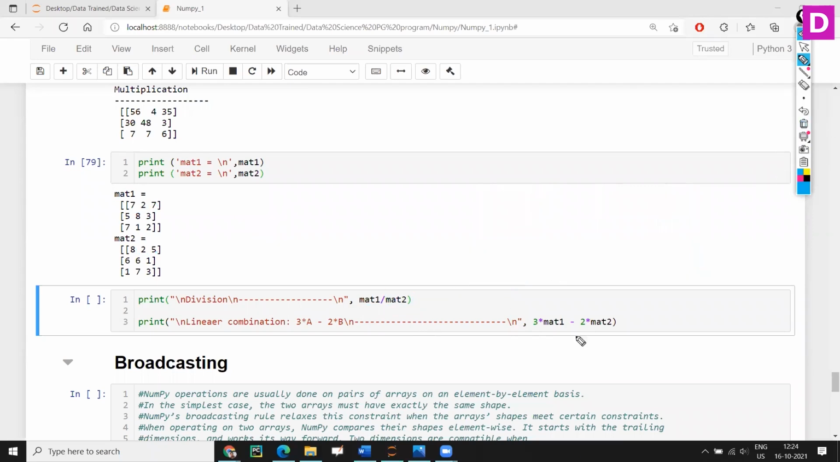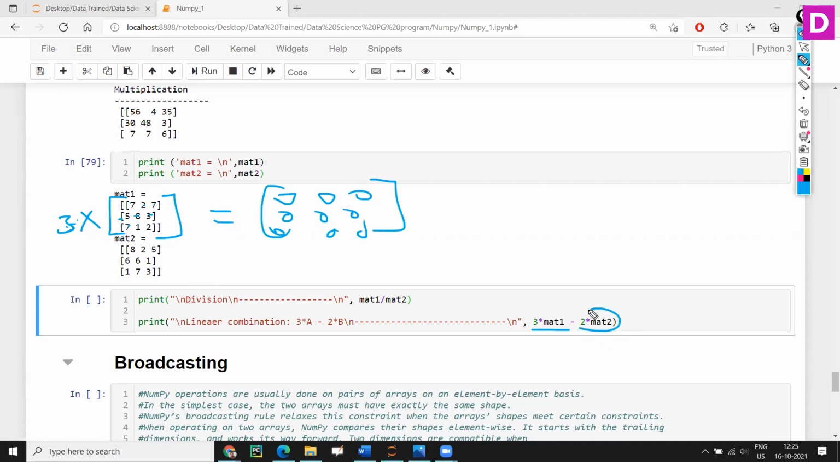And you can also play around with this data. So here I am saying 3 into mat1. This is our mat1, and I'm just going to multiply it by 3. So the result will be 7 into 3, 3 into 2, 7 into 3 again, 5 into 3, 8 into 3, 3 into 3, and similarly for the rest.